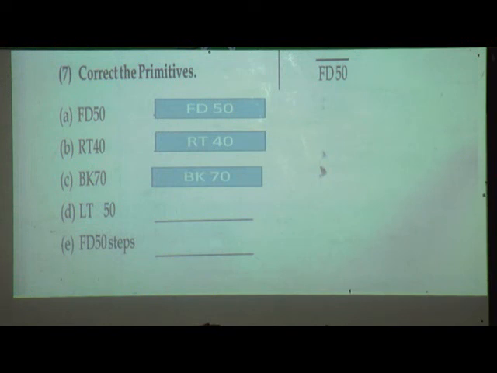What is wrong in D? LT50. What is wrong in that? Yes, there is too much space. Then we have to write it properly. We have to give only a single space: LT 50. And what is the last one?